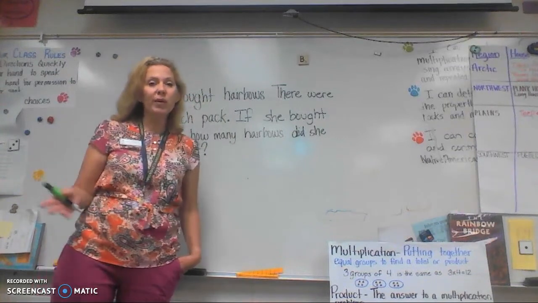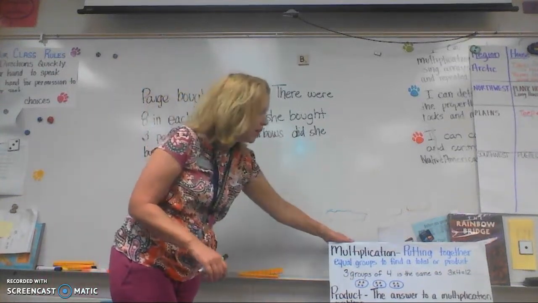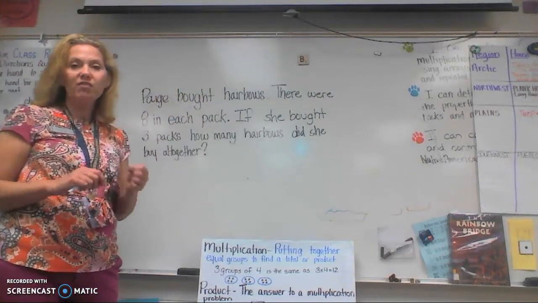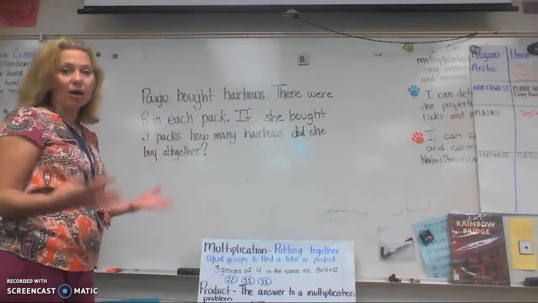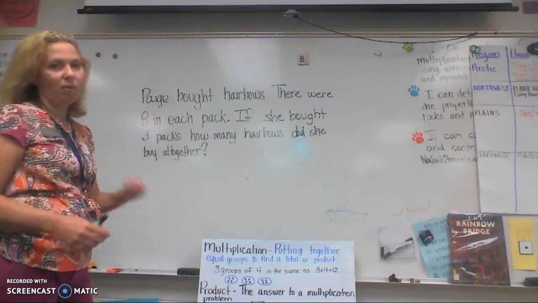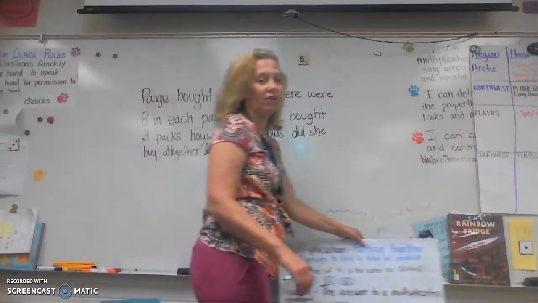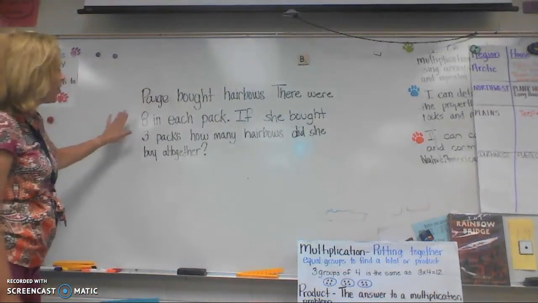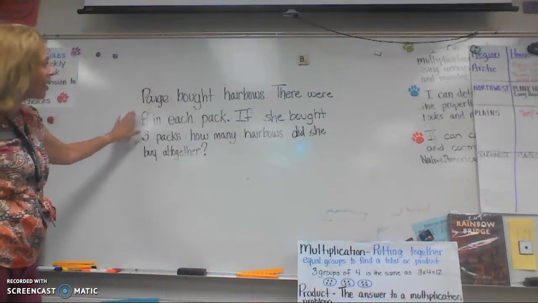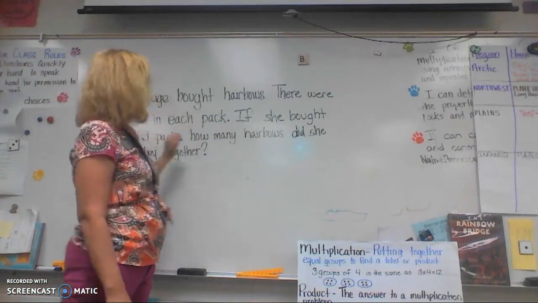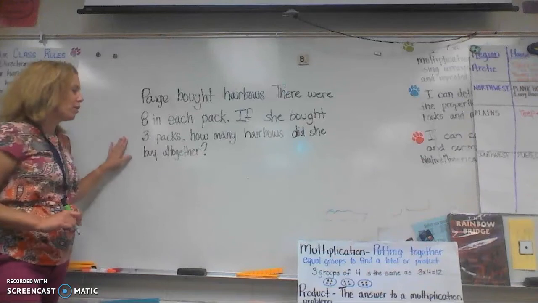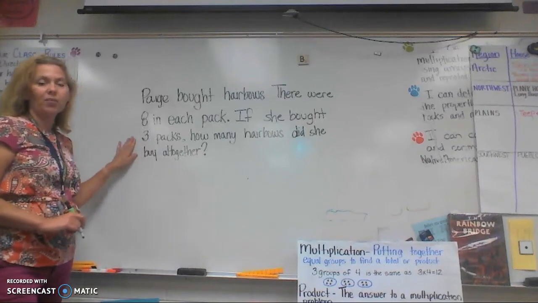We're working with multiplication, and we know that multiplication is putting together equal groups to find a total or a product. So let's look at our problem today and see if we can solve this. Paige bought hair bows. There were 8 in each pack. She bought 3 packs. How many hair bows did she buy all together?